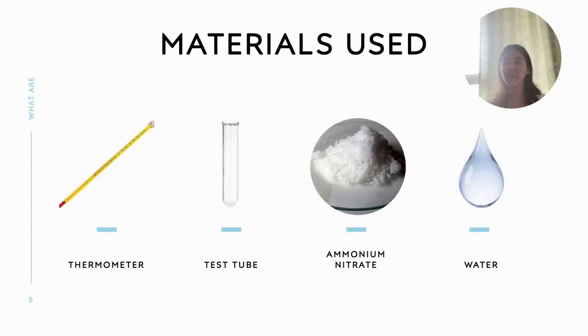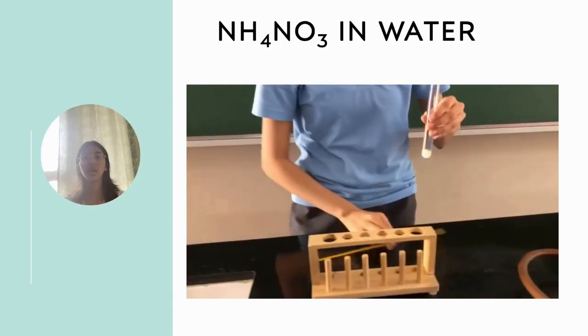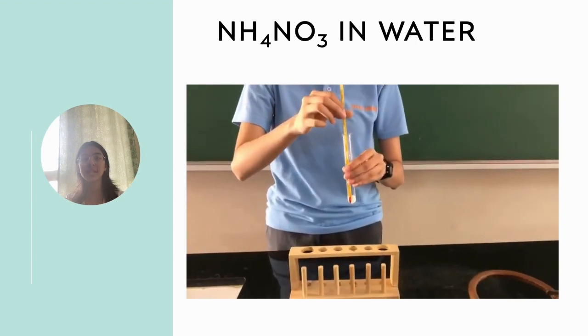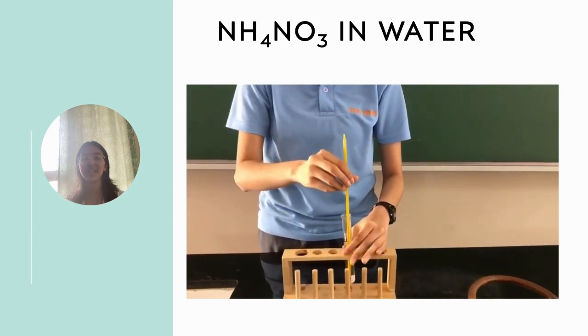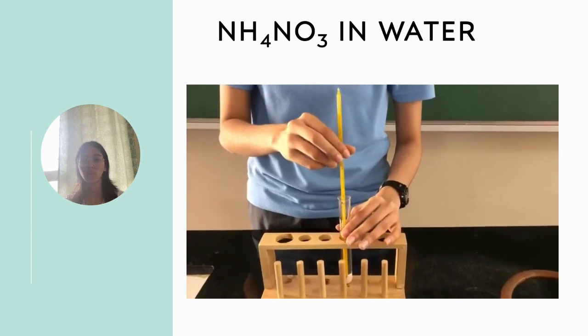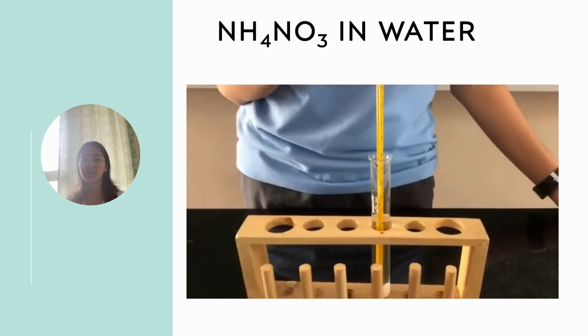The materials required are as follows: a thermometer, test tube, ammonium nitrate, and water. Ammonium nitrate is a white, crystalline salt. This reaction entails introducing ammonium nitrate to water. It undergoes an endothermic reaction.